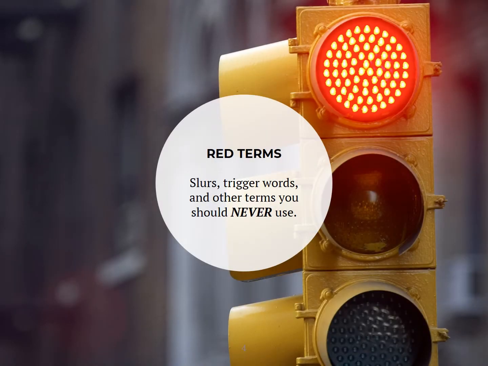We're going to start with the red terms. These are the most clear-cut terms that you should never use, especially when representing the Student Center and Georgia Tech.